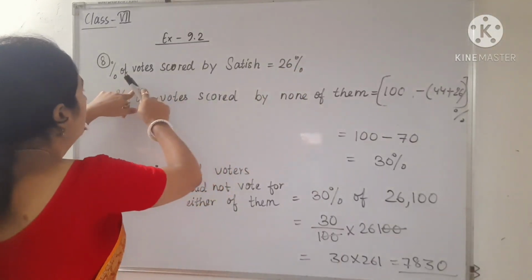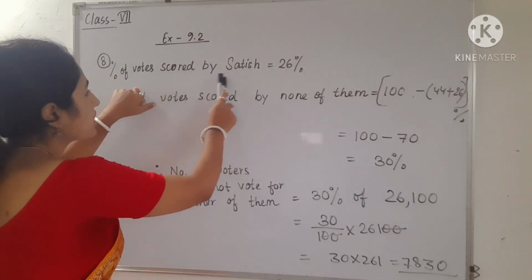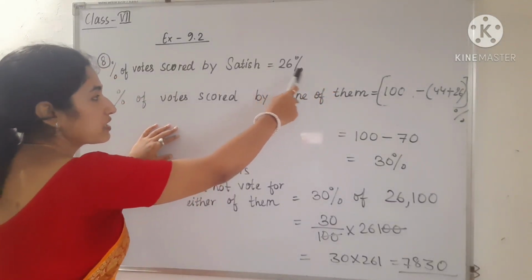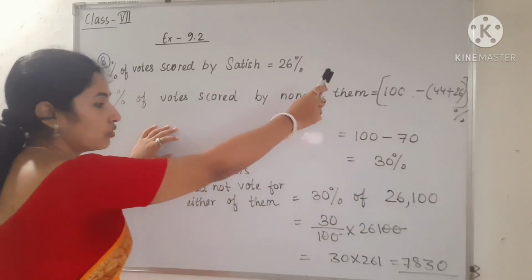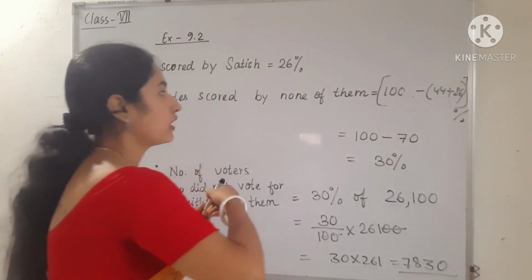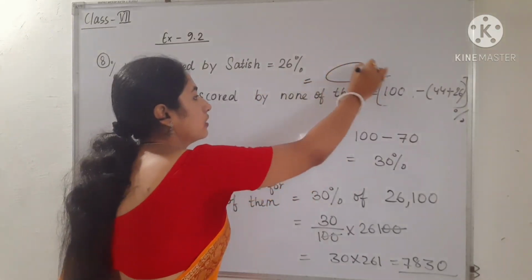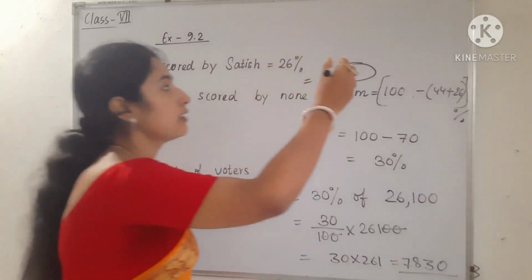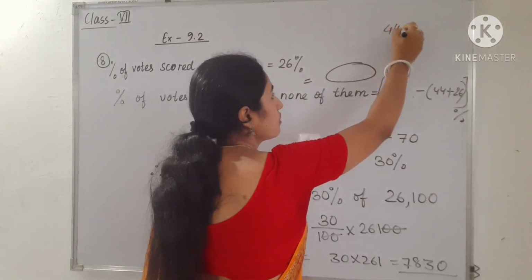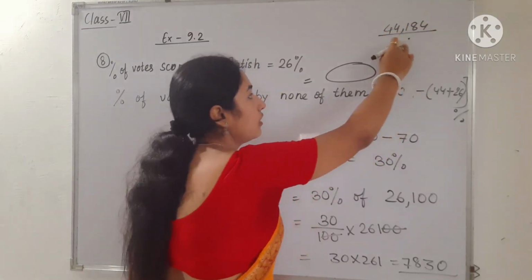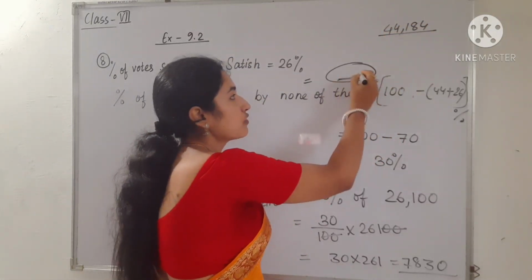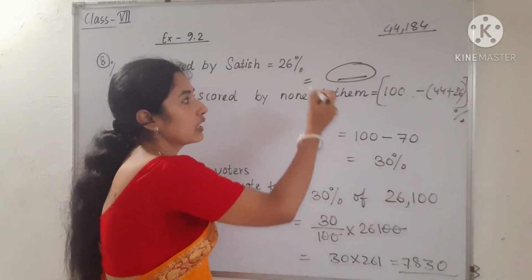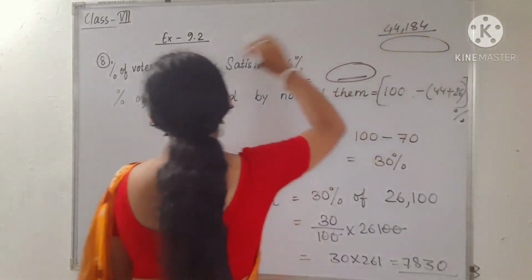So what we have to find? We have to write the number of votes scored by Satish is equal to 26% of the total votes. Okay, and 26% of the total votes, that is 26,100, you will get some number. Okay, and that number of votes is scored by whom? Satish. So what do we get? See, first of all we got 44,184. This is the votes for Ramesh, and this much of votes we can easily get by simplifying 26% of the total votes. That will be the number of votes scored by whom?